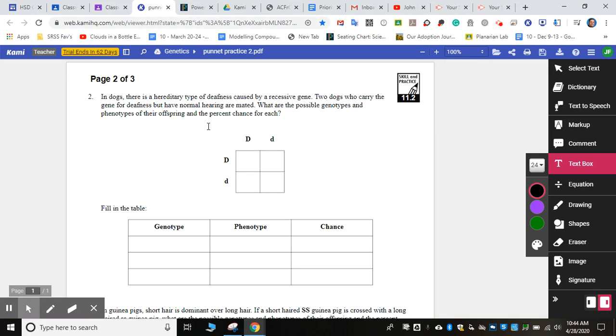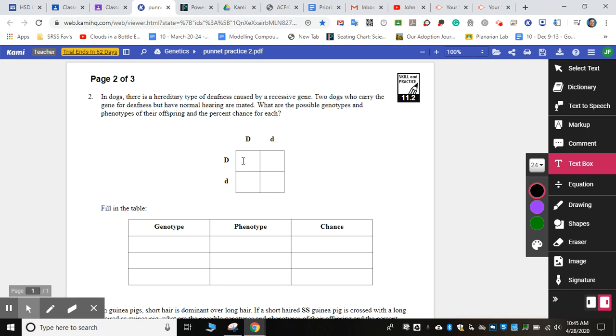Okay, so first of all, let's review a few things. Hereditary means it's passed on from generation to generation through families. Deafness is the inability to hear, and it says here that deafness is a recessive gene. That means it can only be shown when there are two of the lowercase. If there's an uppercase present, whether it's one or two, the dog will have hearing.